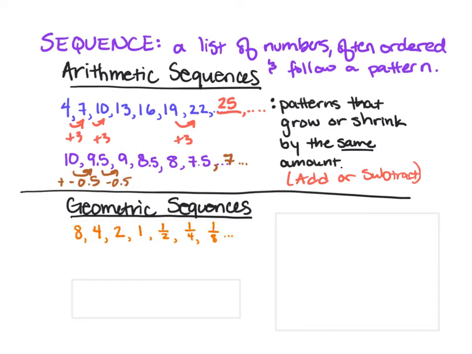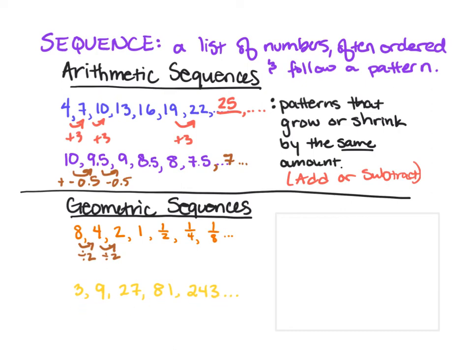Geometric sequences, here are 2 examples. 8, 4, 2, 1, a half, a fourth, an eighth. What's happening here is that every single time you could think that I am dividing by 2, or if you wanted to, it's the exact same thing, you could think that I'm multiplying by a half. But the idea here is rather than adding and subtracting, now we're dividing or multiplying. So 1 divided by 2 is a half, divided by 2 is a fourth, etc.